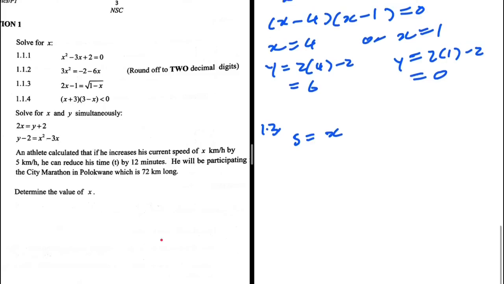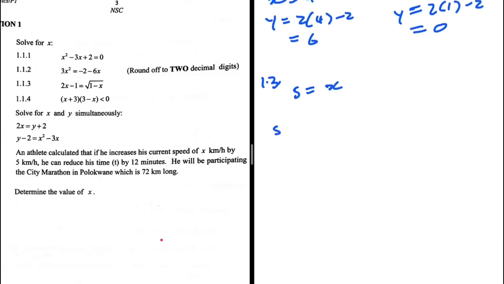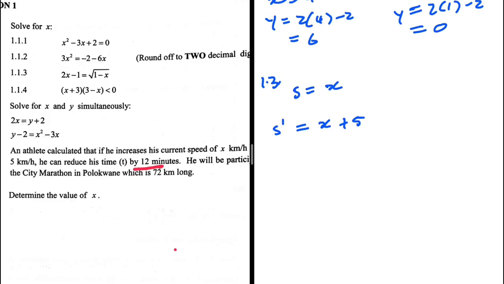So the speed initially is x. And then when we increase the speed, let's say speed with that note there on top, we increase it to x plus 5 kilometers per hour. Okay, and then the time, we reduce the time by 12 minutes when we increase it to x plus 5. Okay, so what is the time initially when the speed is x? And what is the time when we increase the speed to x plus 5?